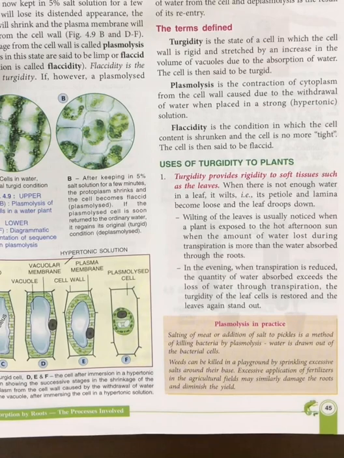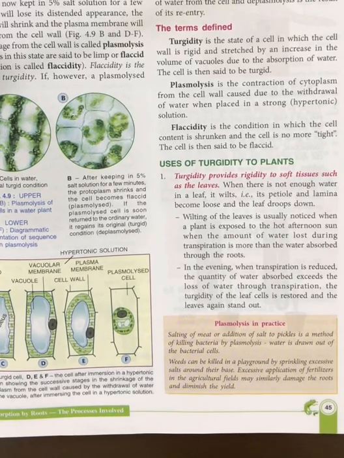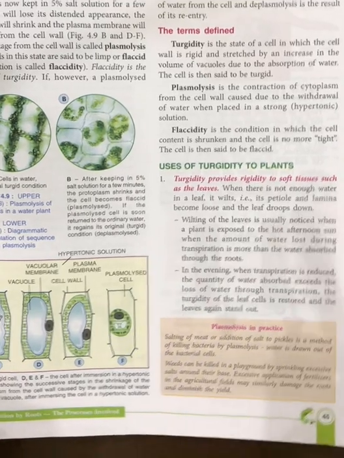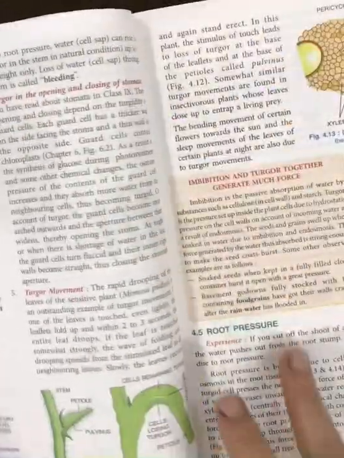And in the evening, when the transpiration is reduced, the quantity of water absorbed exceeds the loss of water through transpiration, and the turgidity of the leaf cells is again restored and the leaves again stand out. So this is one use of turgidity.